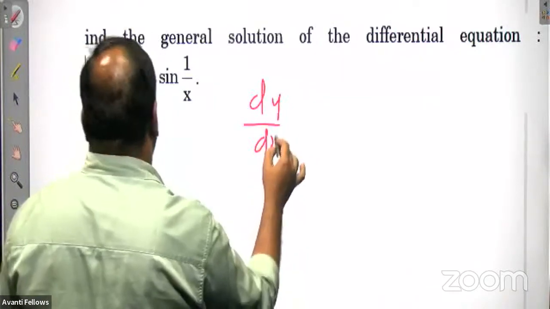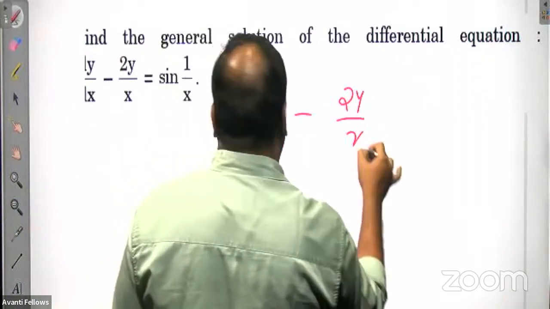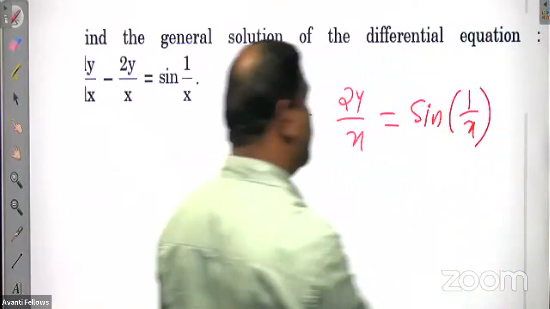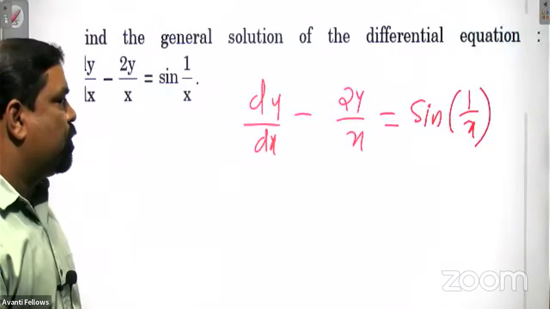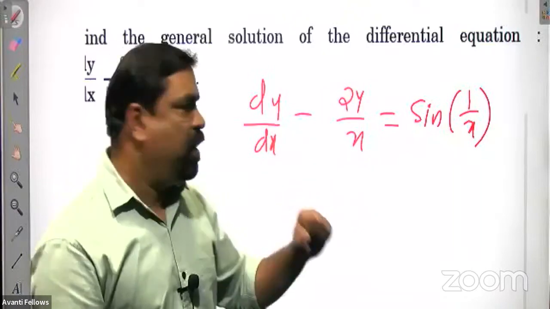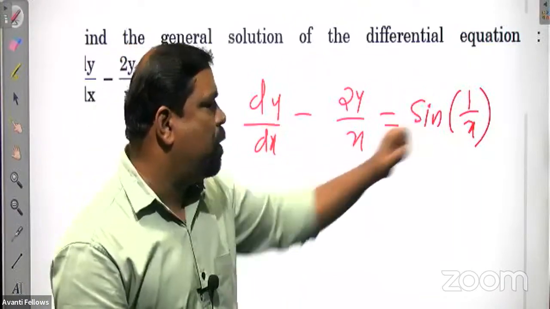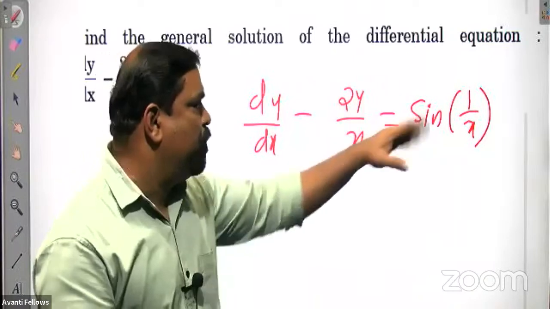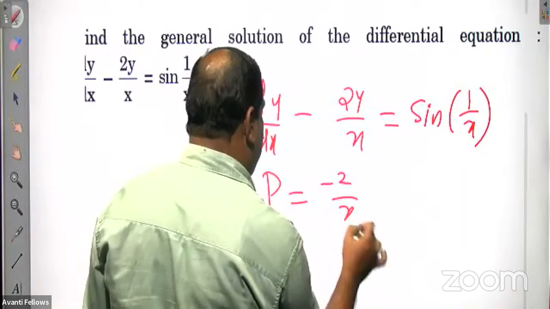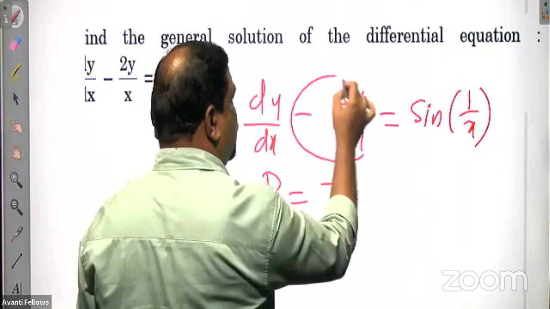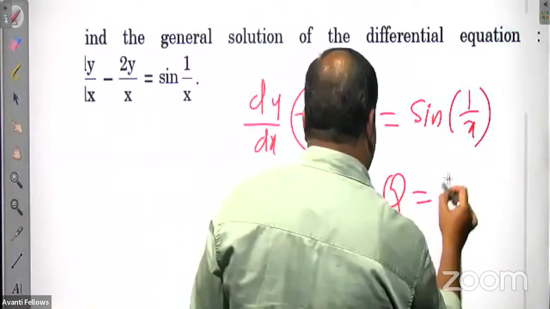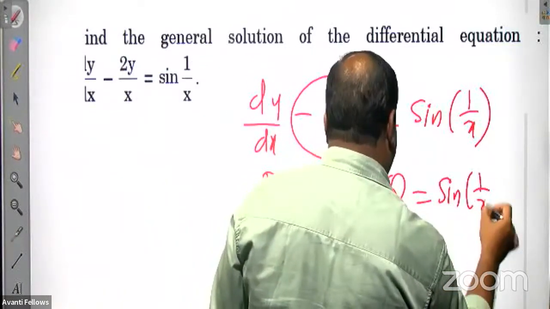dy by dx minus 2y by x equal to sine of 1 by x. So I think it is very clear that it is a linear differential equation again, of the form dy by dx plus py is equal to q. So what is p? P is equal to minus 2 by x. The coefficient of y is minus 2 by x. And what is q? Q is equal to sine of 1 by x.